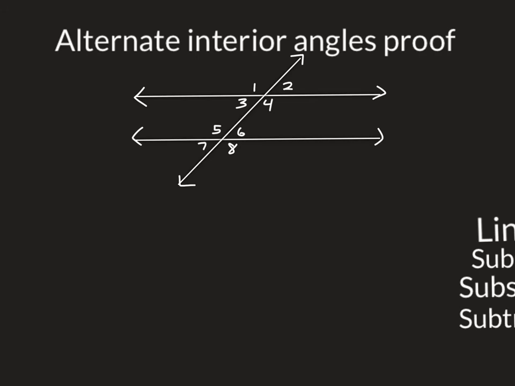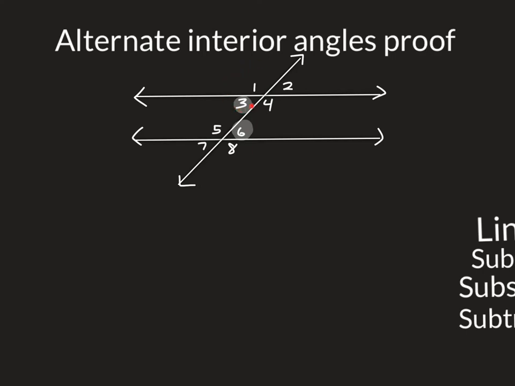Our last proof, we're going to prove the alternate interior angles theorem. To prove this, I just need to choose a pair of alternate interior angles to prove congruent. I could choose either pair 3 and 6 or pair 4 and 5. I'm just going to pick one of the pairs arbitrarily. So let's choose to prove angle 3 and 6. That's our end goal, to prove that they're the same. To start this proof off, I'm going to try and find some linear pairs to work with.